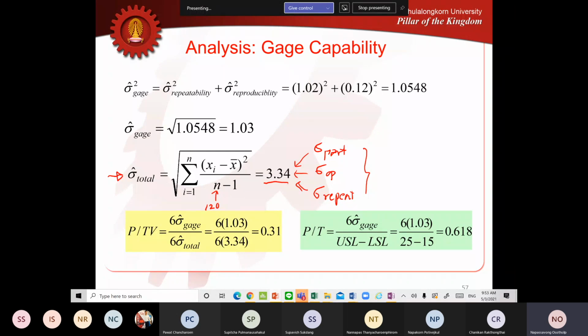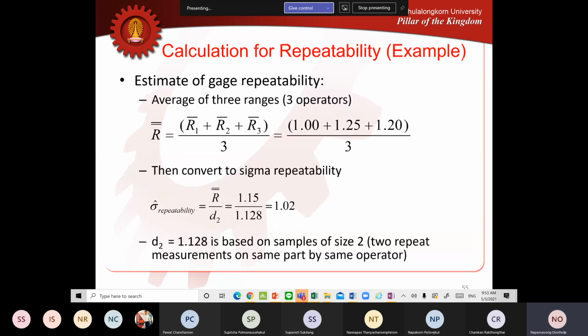And what we have to do is that given this much variation of the data that we have, we want to quantify how much variation is caused by the gauge. Gauge here means the measurement system. Measurement system, let's come back to the model.